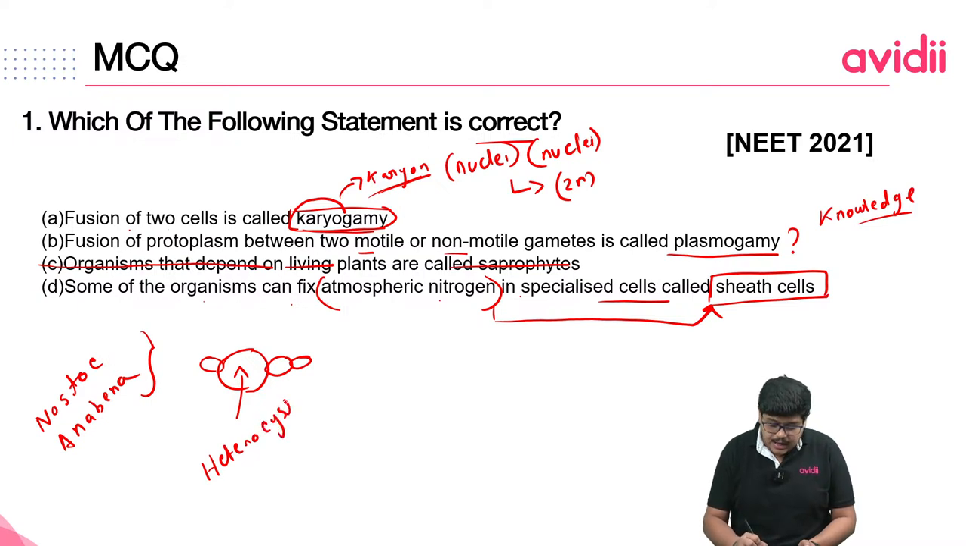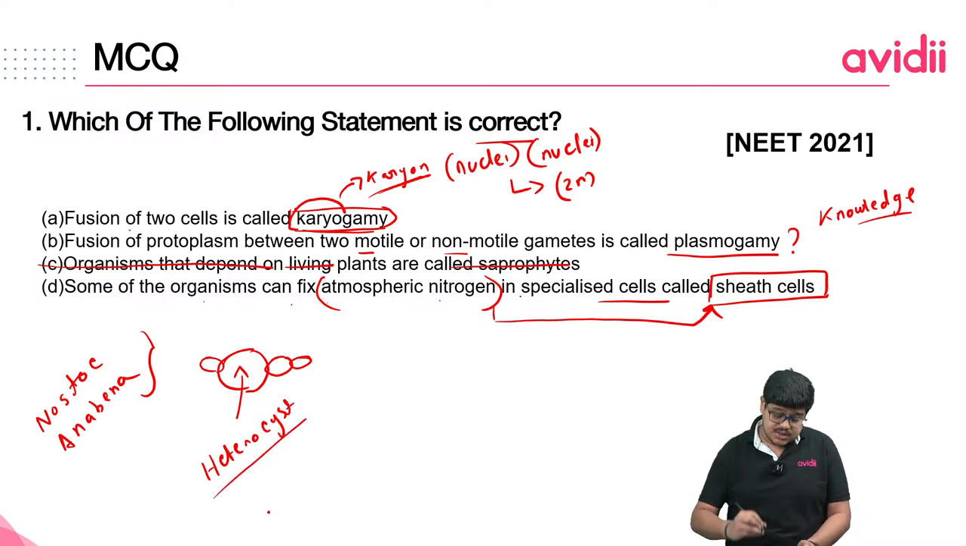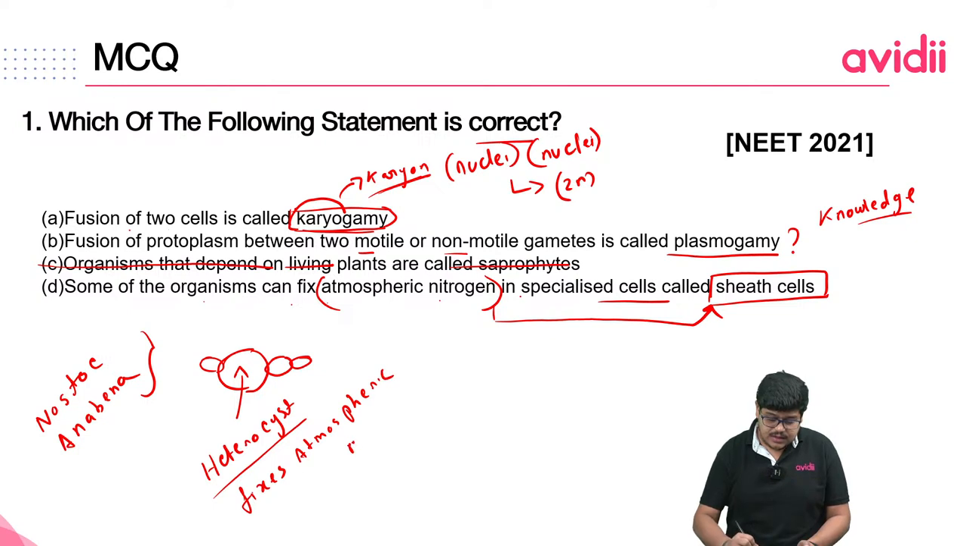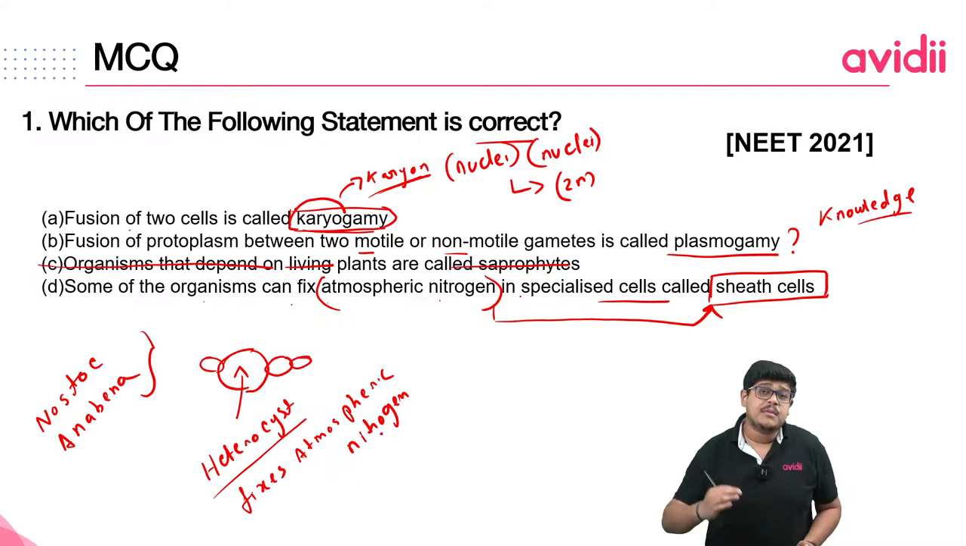heterocyst. अब heterocyst का काम क्या रहता है? Heterocyst fixes atmospheric nitrogen. Yes, heterocyst fixes the atmospheric nitrogen. अब heterocyst में क्यों वो fix होता है ये आपका हो गया extra.